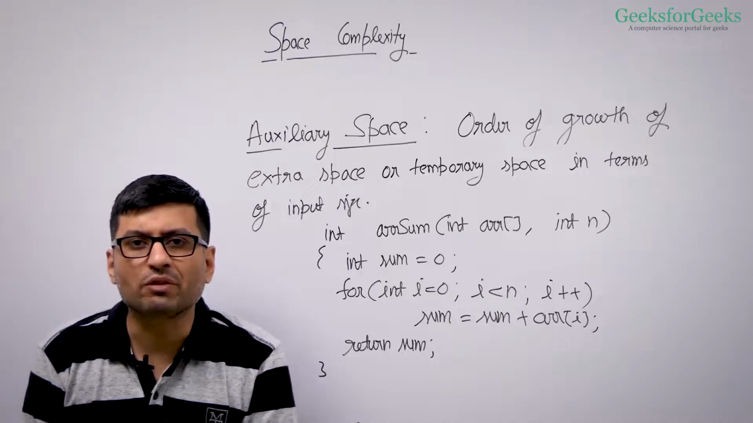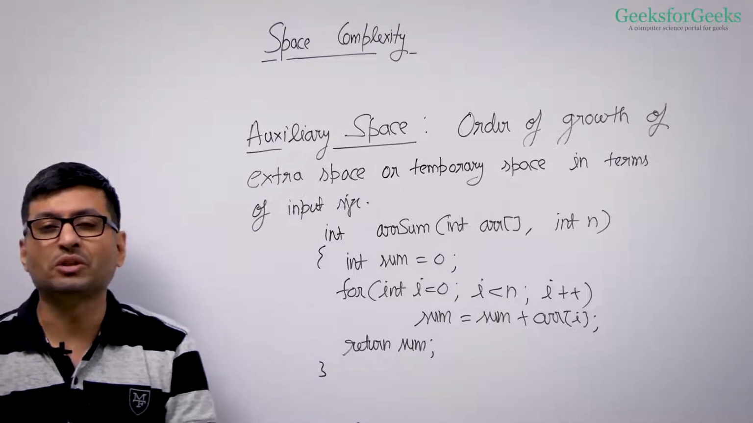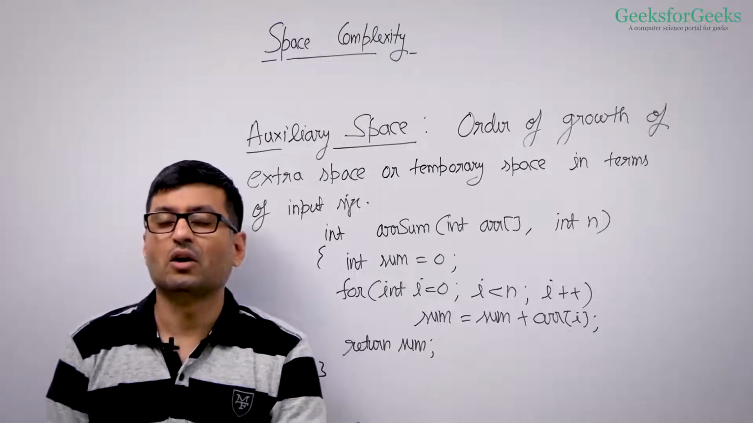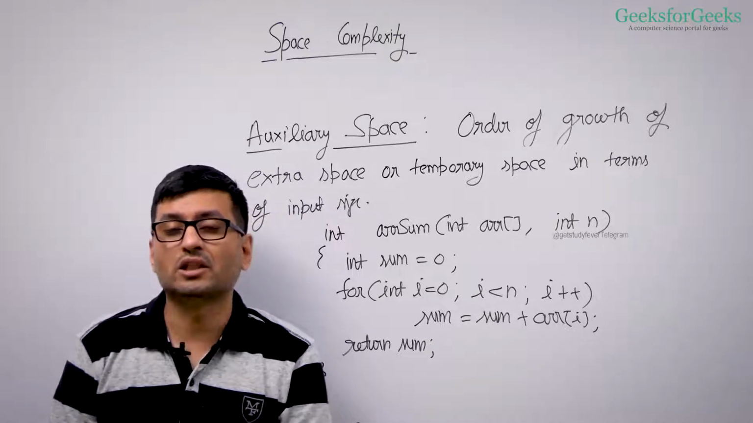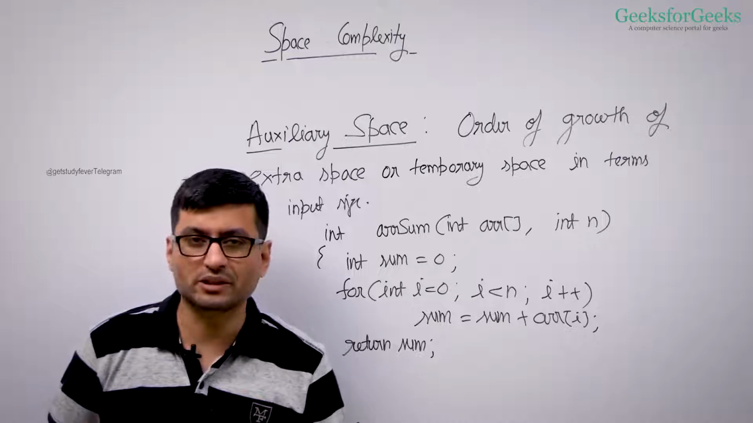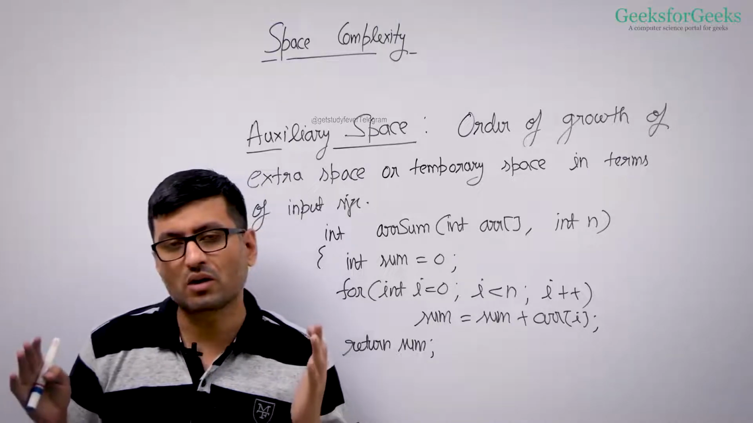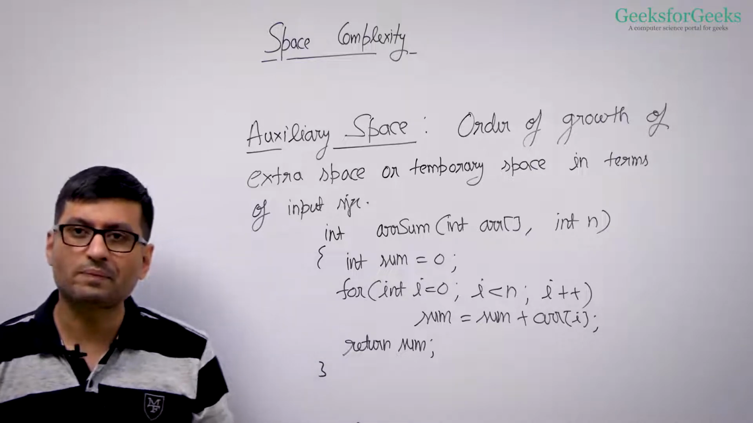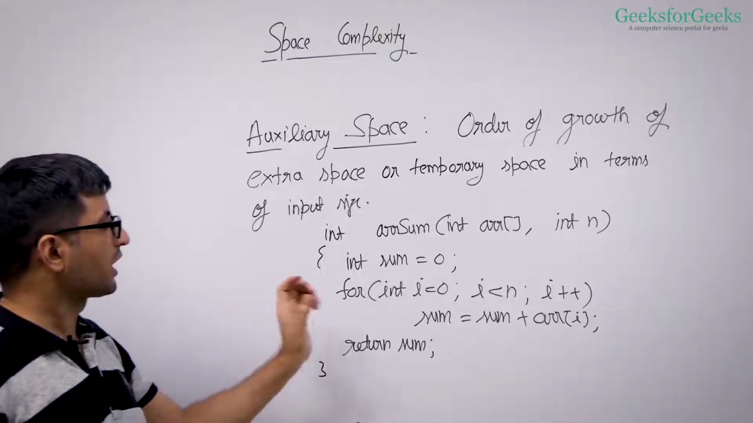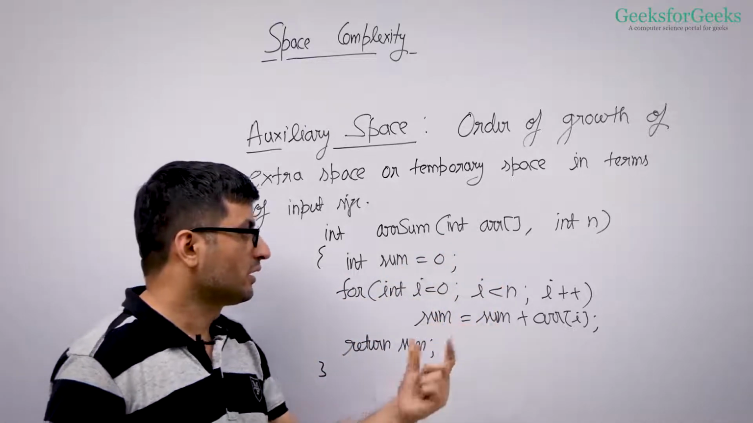Let us now define one more term, auxiliary space. This is the term we use most of the time. We use it more than space complexity. Auxiliary space is order of growth of extra space or temporary space that you create to solve a problem or to write a code for a given problem. If you take a look at this array sum function, what it does, it takes an input array, finds the sum of elements in the array.